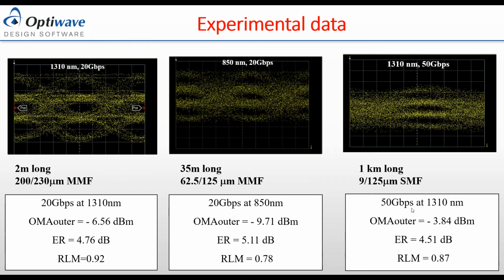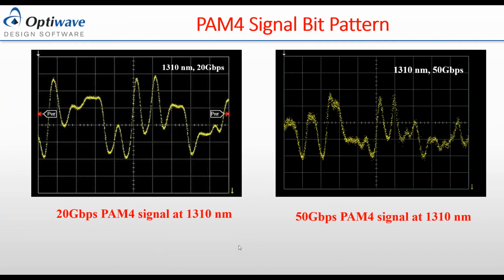If you look at the OMAs and the ERs and RLMs, they are also reasonably good. At 850, it was 0.78. You would prefer it to be about 0.8, but we can improve it by reducing the distance or increasing the coupling efficiency. Ideally, you want it to be about 0.8, but it is reasonably good, I believe, with the raw data. So, as I was telling, with the raw data, we have reasonably good results.